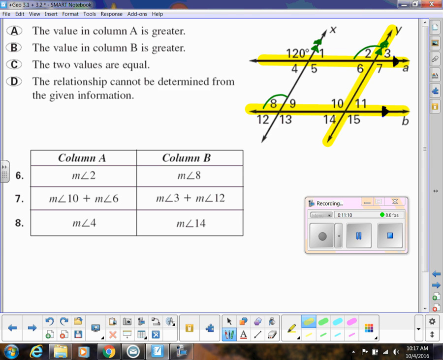So let's back up. Let's try another way of looking at this problem. Maybe line A is our transversal. So that would mean X and Y are the two parallel lines. But again, angle 8 is not on that same transversal at all. So I can't say anything about 2 and 8. So since I don't have enough information, I would say D. They didn't give me enough information, did they?